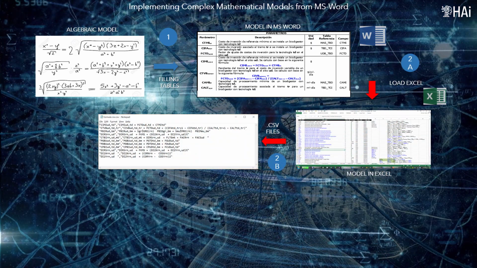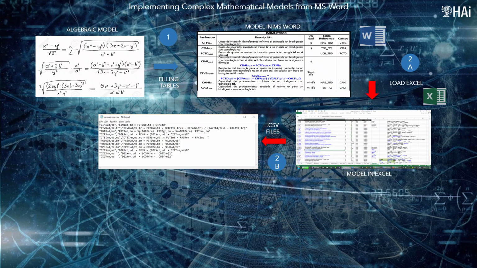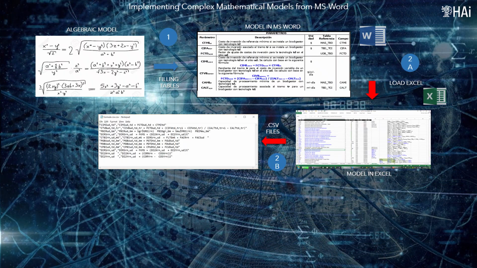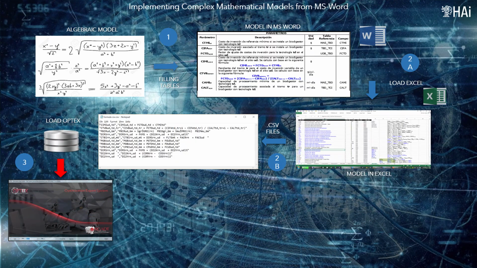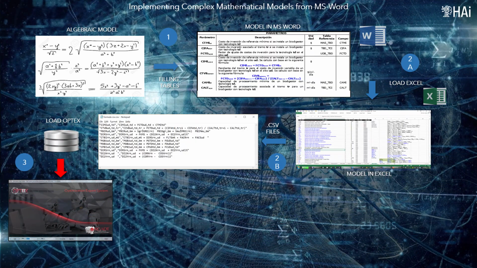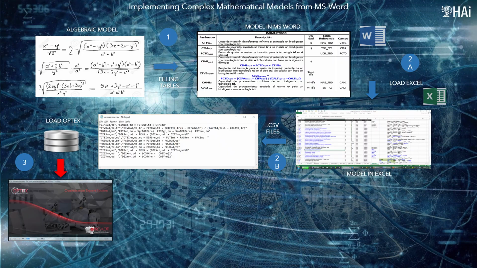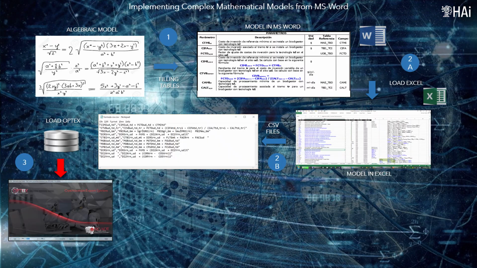Second, convert MS Word tables into CSV files in standardized ANSI format. This may require an intermediate step that goes through MS Excel tables. Third, upload the CSV files to the OPTEX database. This process is carried out with the support of OPTEX, which automatically validates that the mathematical elements are correctly formulated.